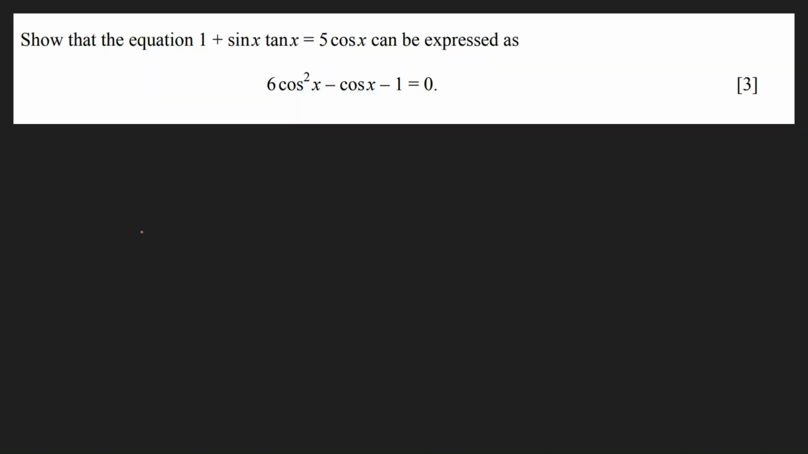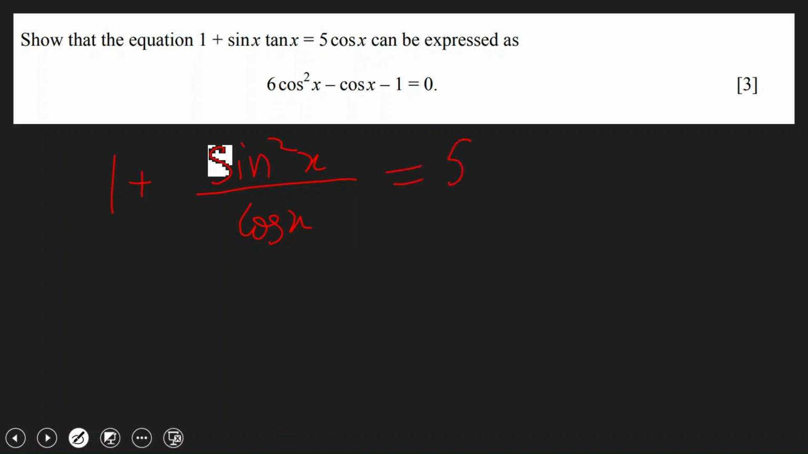Show that the equation 1 plus sine x into tan x is equal to 5 cos x. First thing we need to know is that tan x is equal to sine x by cos x. If you make that simplification, you'll get 1 plus sine squared x divided by cos x, and this is equal to 5 cos x. Now take the LCM. That's going to give us cos x plus sine squared x, and the denominator is going to be cos x. You can take that to the right hand side to give us 5 cos squared x instead.